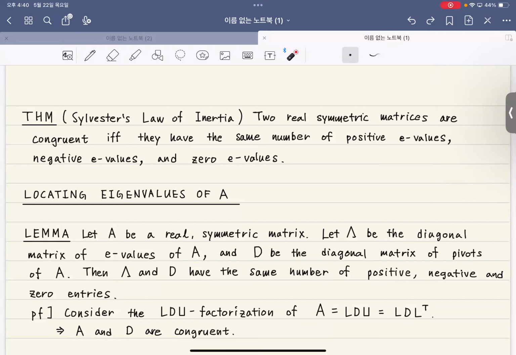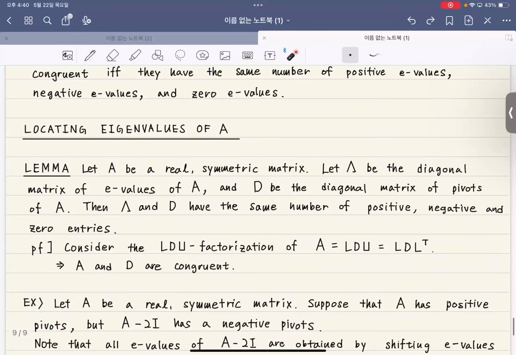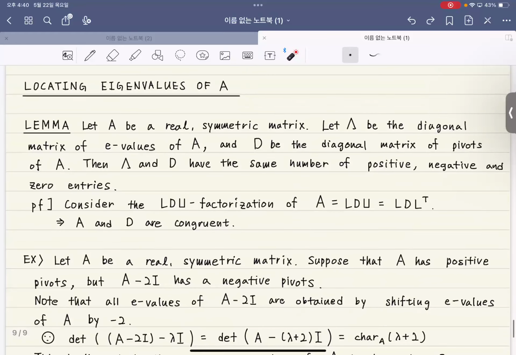So I tried to give you another right proof of this theorem, but I wasn't able to find any nice and concise proof that fits in the time frame of this lecture. So I decided to omit it. I'm sorry about this, but you just trust me. So being congruent is completely determined by the number of positive, negative and zero eigenvalues. Okay. Finally, this is a very nice, interesting exercise.